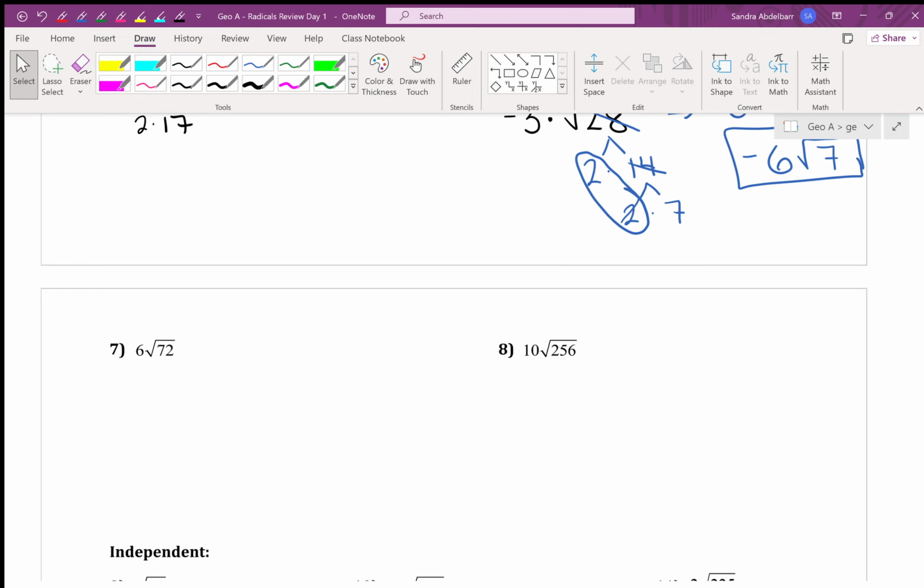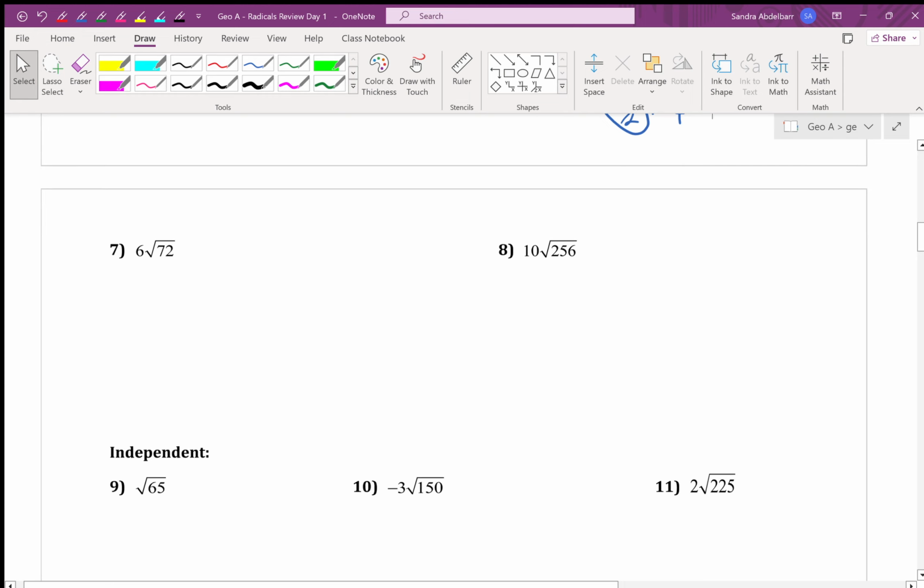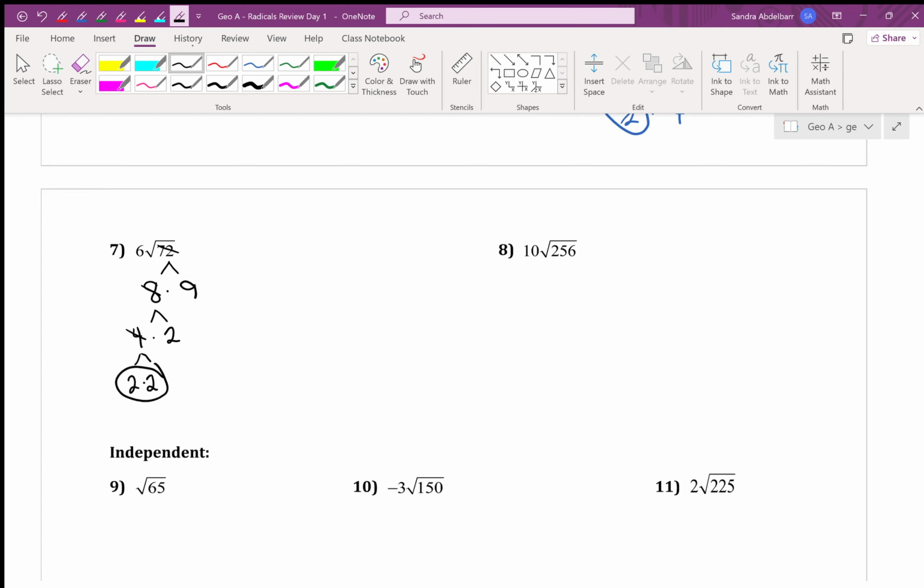All right, so how did you guys break down 72? What was your go-to? 8 and 9, sure, that works. All right, and then 8 becomes 4 and 2, and then 4 becomes 2 and 2. Should I break down the 9? Absolutely. If you can get pairs, you should break it down. So then 9 becomes 3 and 3, which is another pair.